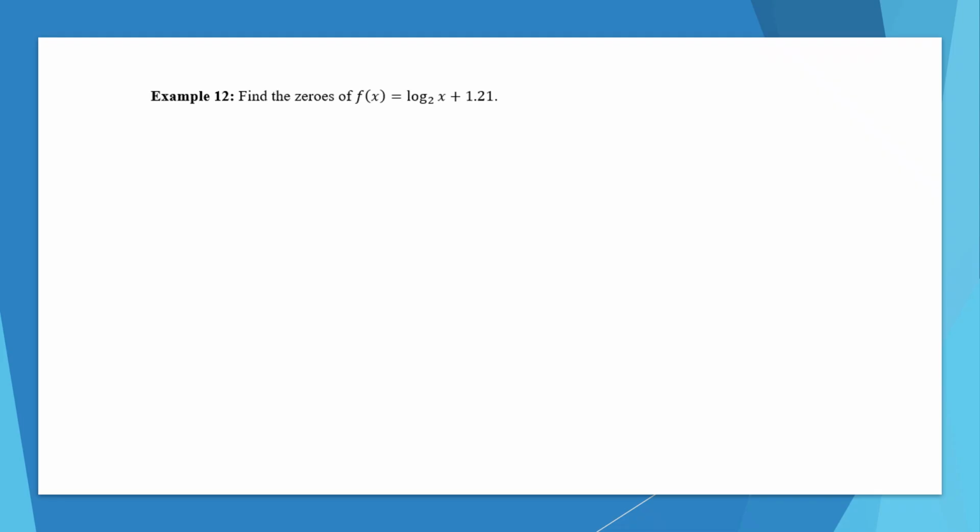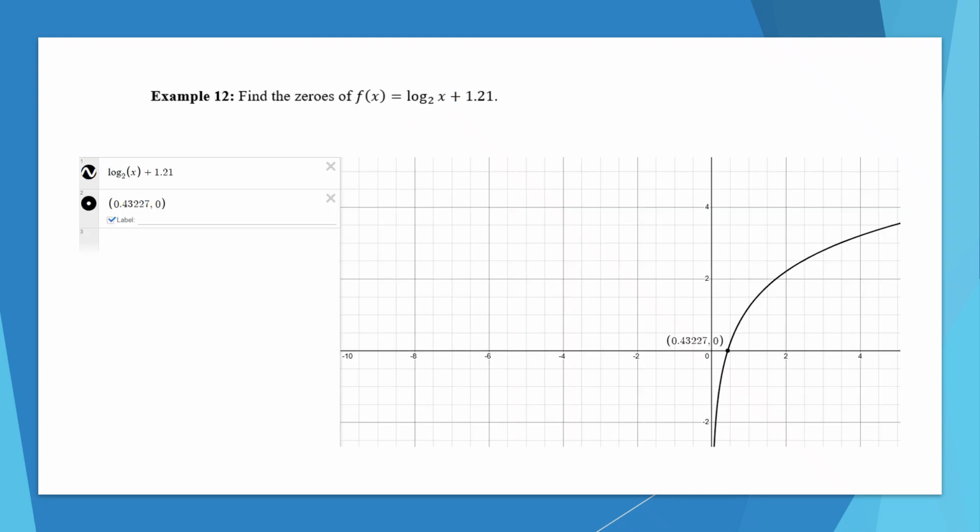All right, example number 12, find the zeros of f of x equals log base 2x plus 121. So pause the video now, try this one on your own. Remember how to do the custom log. This is what your Desmos screen should look like. So we should get an answer of x equals 0.432, and that's going to be our answer for example 12.